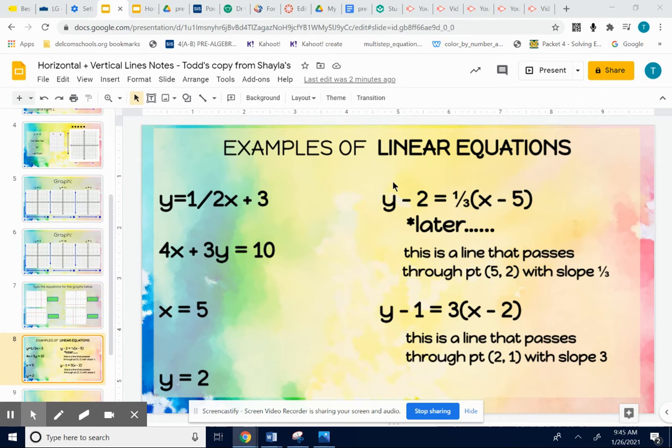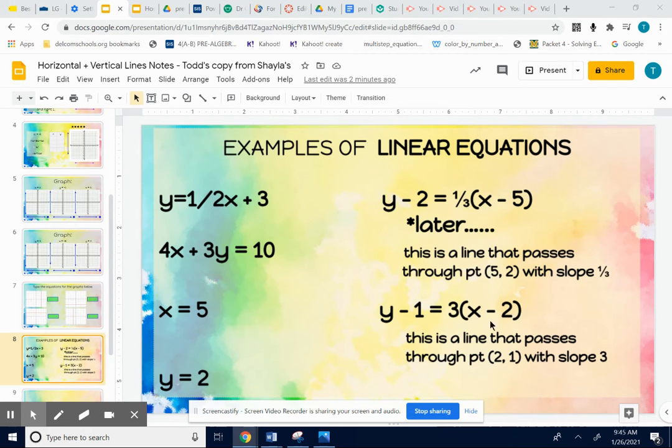Okay, that 5 and that 2 is a point that goes through that line. Okay, and the number in front of the parentheses is the slope of that line. Okay, point slope form. Okay, for the next line, y minus 1 equals 3 times x minus 2.